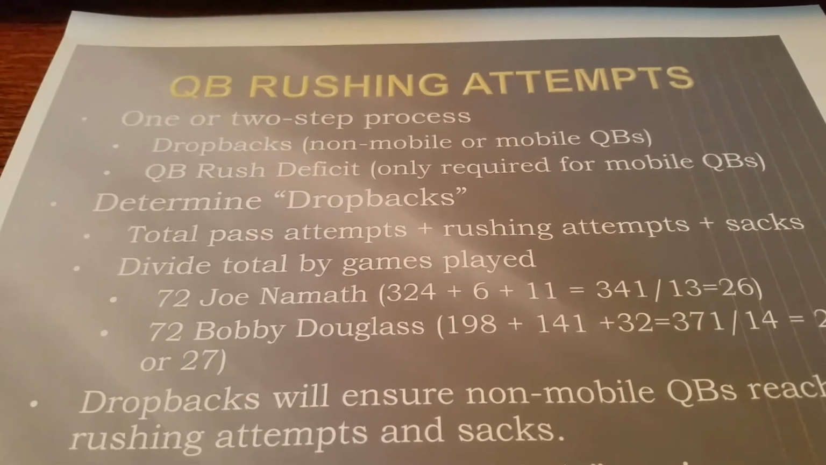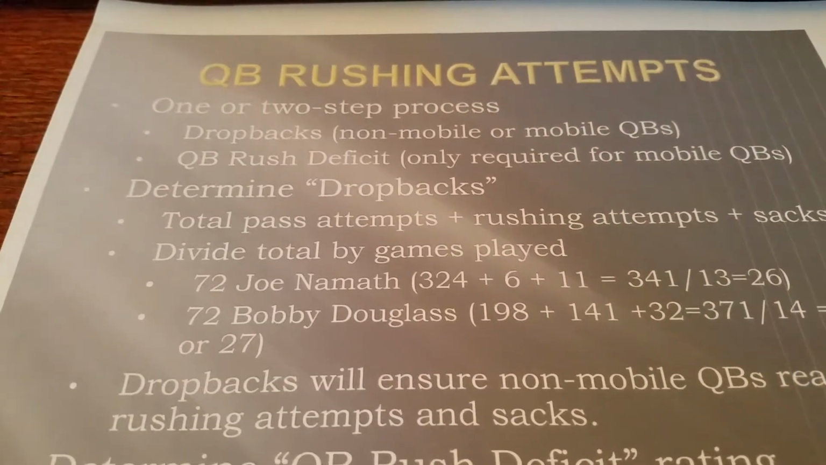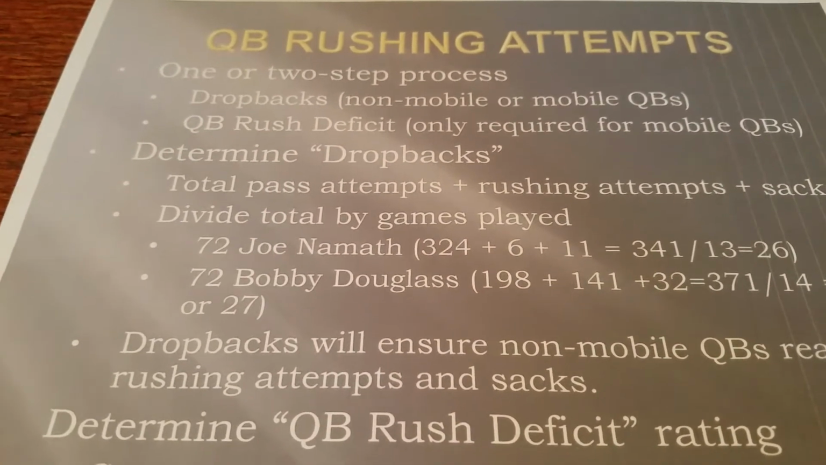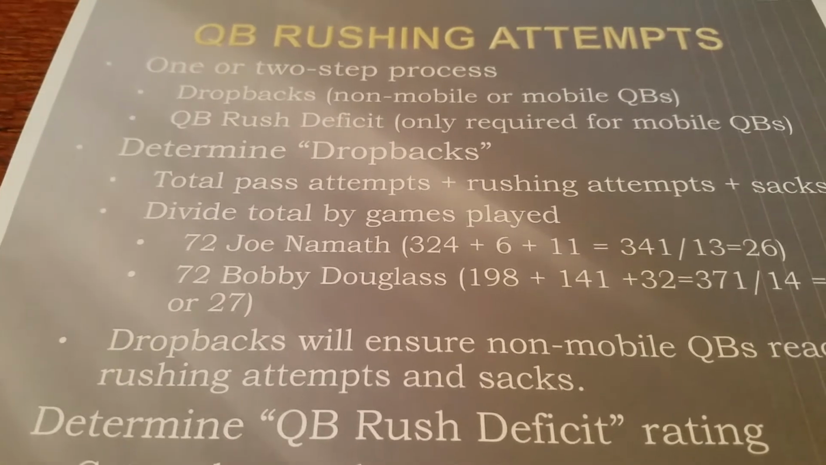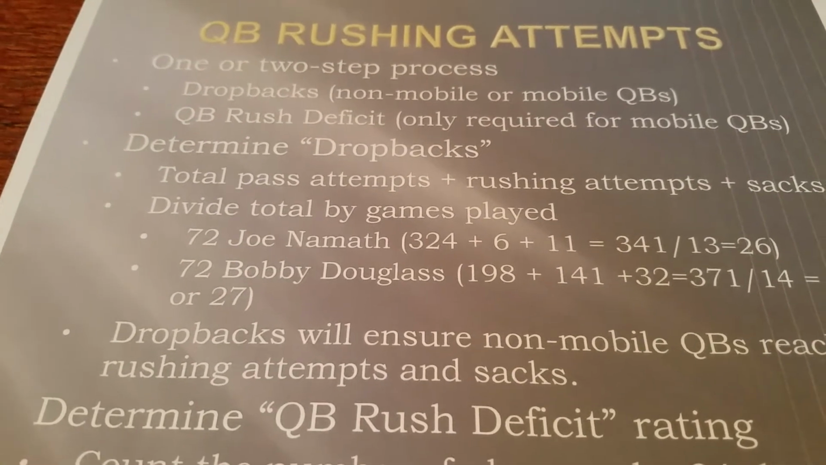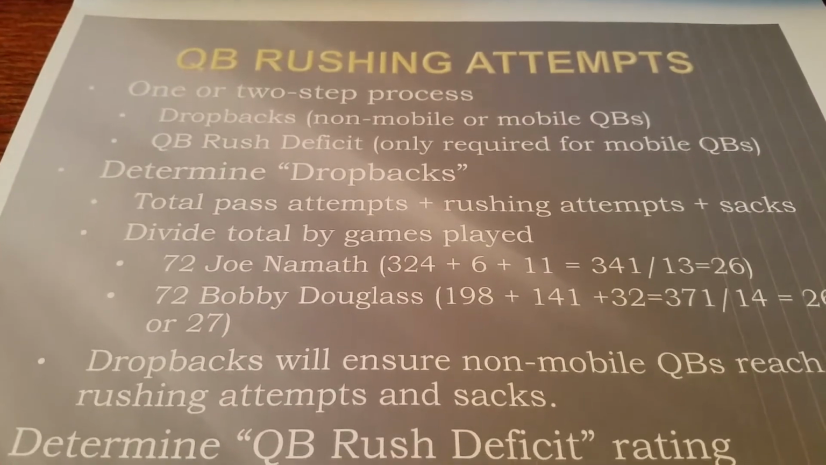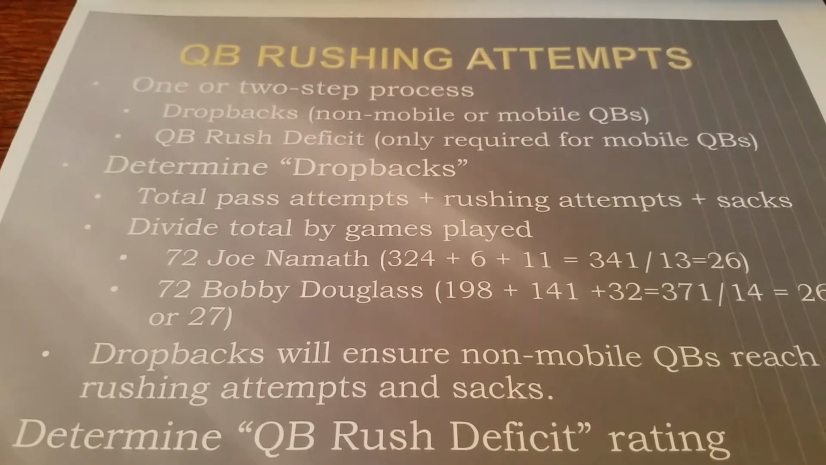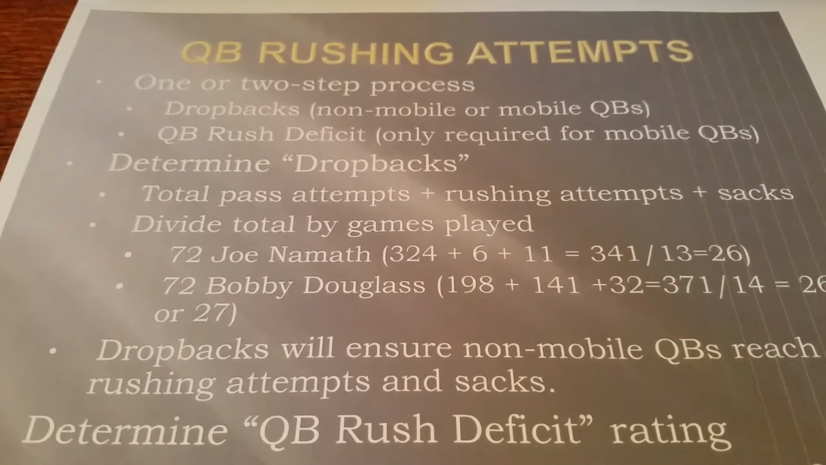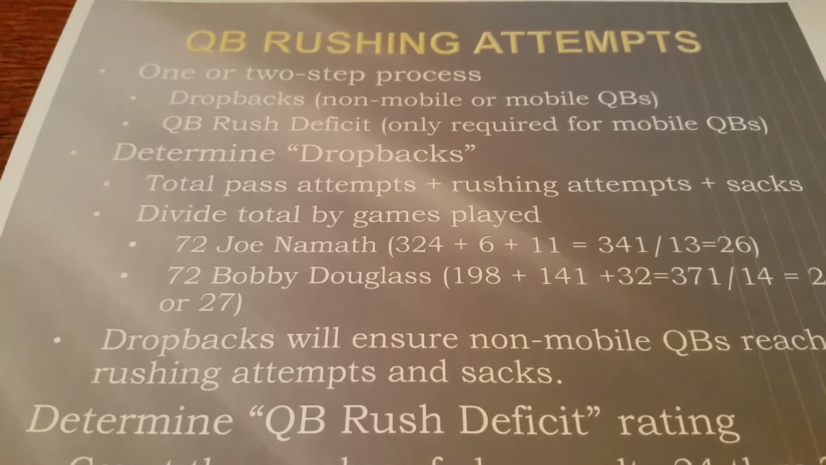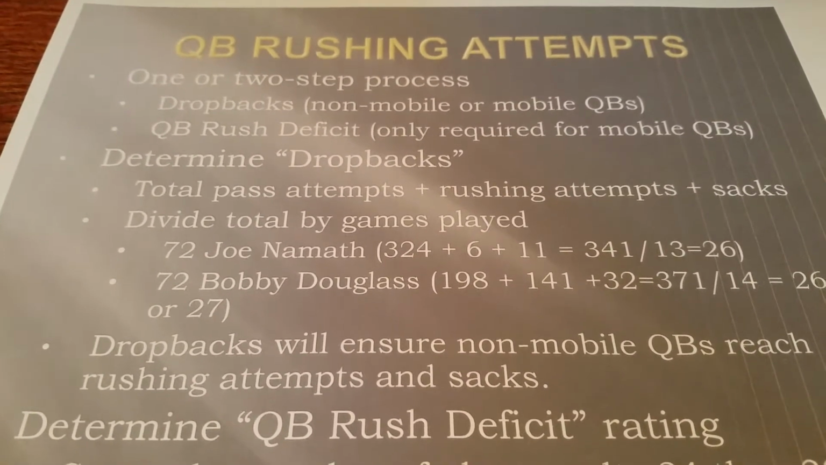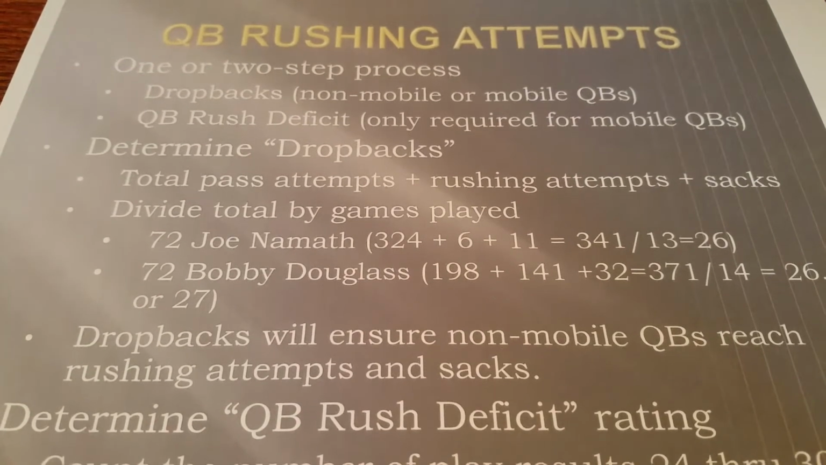So let's take the 1972 Joe Namath and 1972 Bobby Douglas. You couldn't have two polar opposites. You had Namath being the classic drop back passer, statue type, and Bobby Douglas was by far the top scrambler at that point in time in the game. And I remember he almost had 1,000 yards rushing in that 72 campaign.